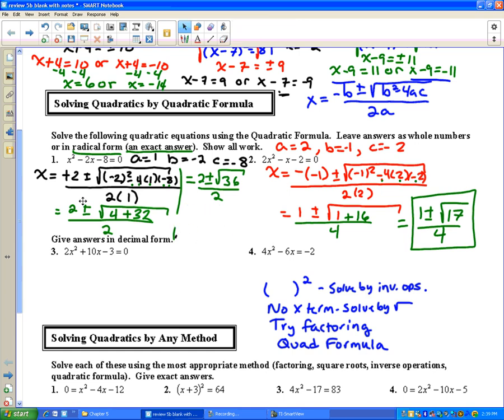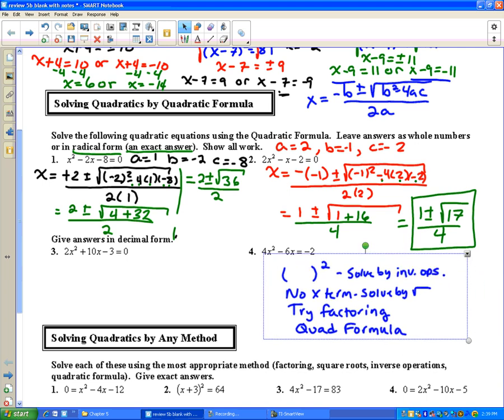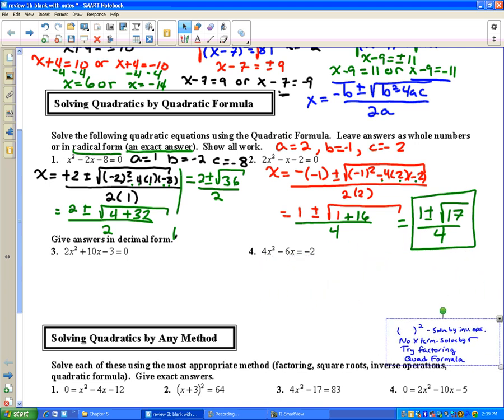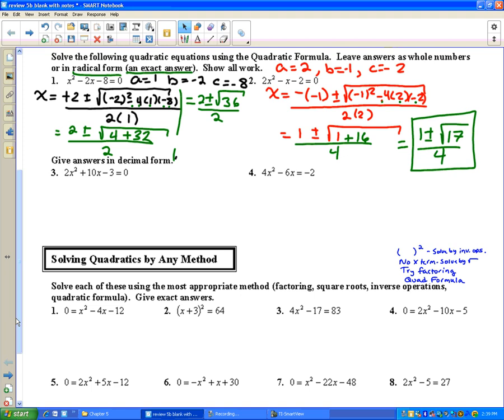All right. I need to move some of this over so I have room for number 4. I'm going to shrink this and move it over here. These are little notes to help you as you read along so you know which to do. Number 3, given an answer in decimal form. So I'm going to make sure I have a calculator available so I can do this number 3, because that's what it tells me. I might need a calculator.